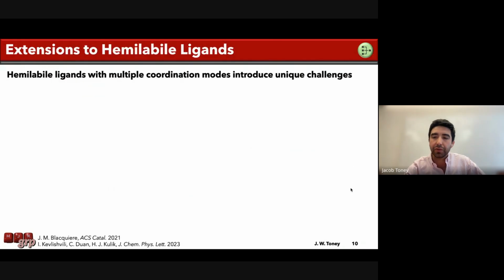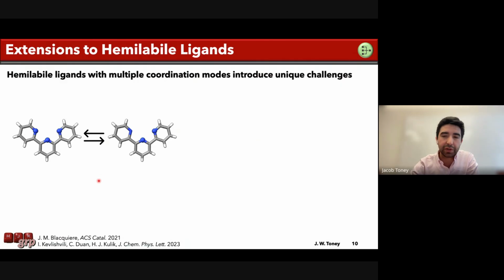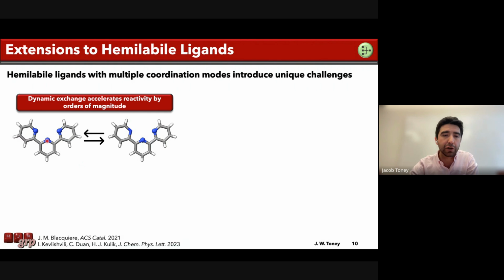Great. So the term I'm going to be using a lot here is hemilabile and hemilability, and that simply refers to a ligand with multiple valid coordination modes, and it introduces unique challenges to our models. An example here, pretty much the quintessential example of a hemilabile ligand, is this one called terpyridine, which goes back and forth between a tridentate and a bidentate coordination mode.